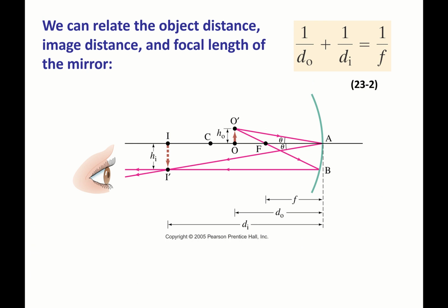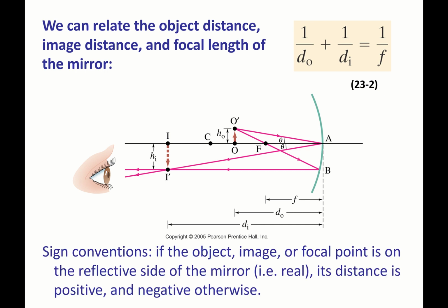Okay, so what if we want to do a calculation? What if we can't tell from our picture whether it's bigger or smaller? Well, we can use equations to calculate it. The object distance, image distance, and F are related to each other by 1 over dO plus 1 over dI equals 1 over F.